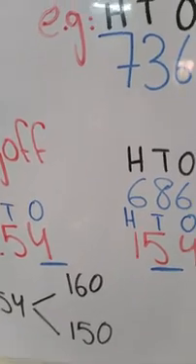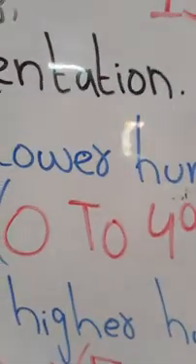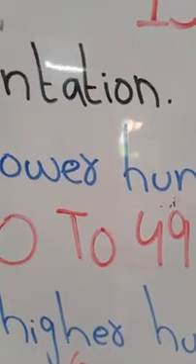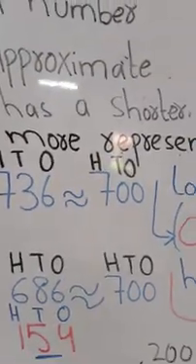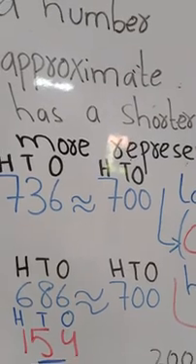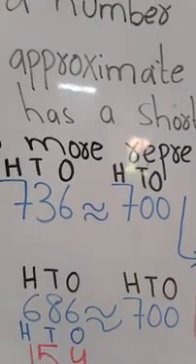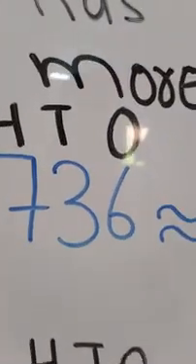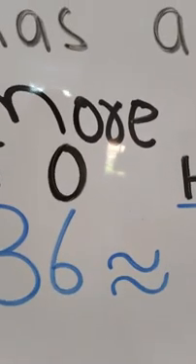Okay, like here I have written that if there is a number in tens place or ones place, the number is 0 to 49. Like here I have written the number 736. Okay, so if here you are saying in tens place, which number is there? 3, and in ones place there is a number 6.